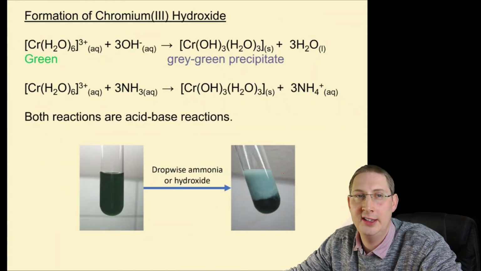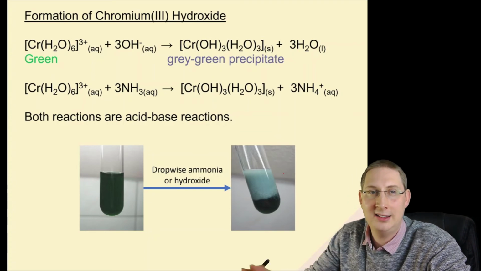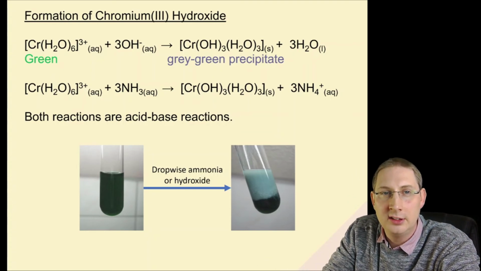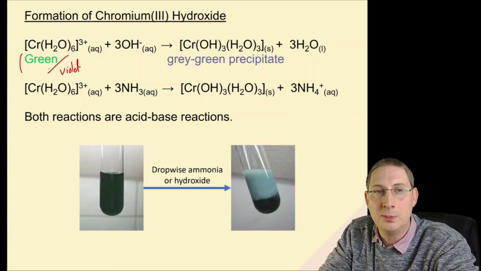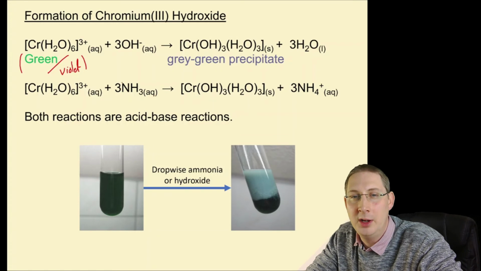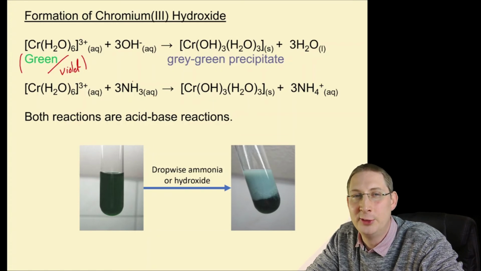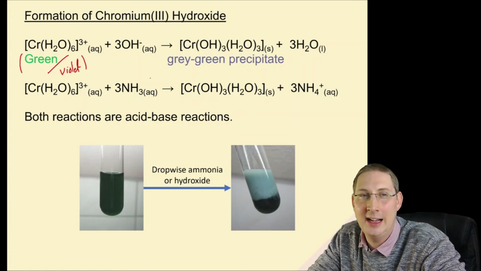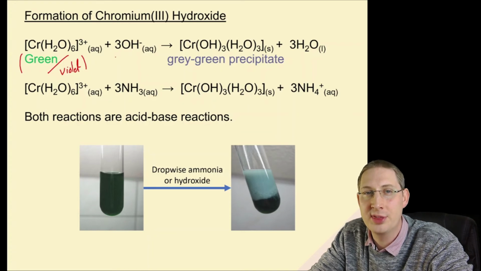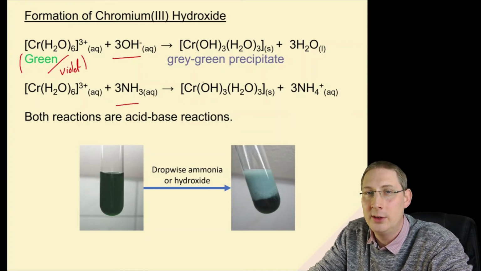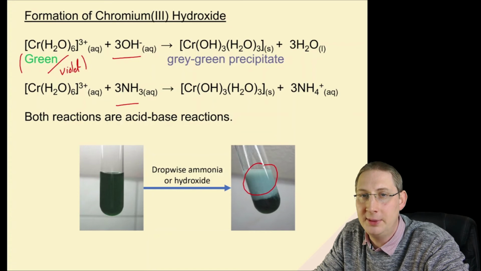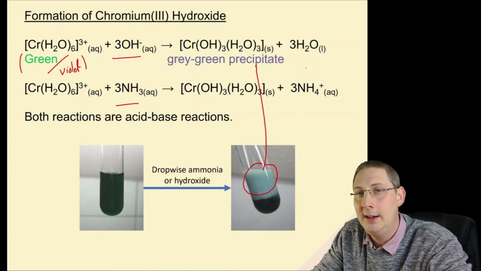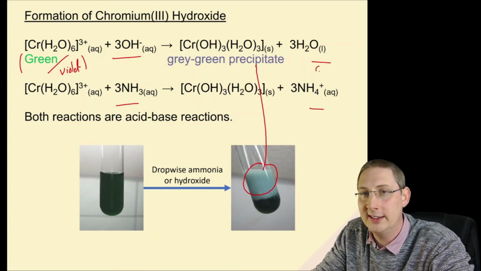And here are the first couple of equations. So reacting the green or violet, depending on which books you read and which reactions you do, hexaaquachromium complex with 3 lots of base, you end up with this grey-green precipitate that you can see here and the conjugate acid.